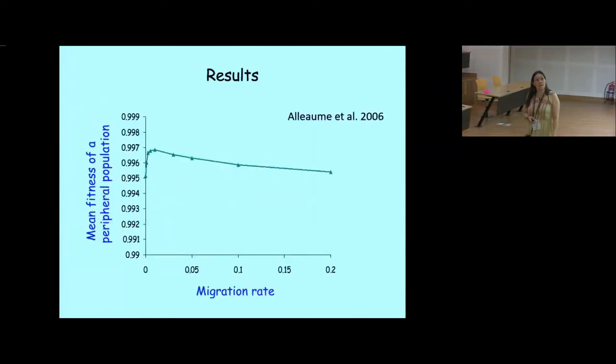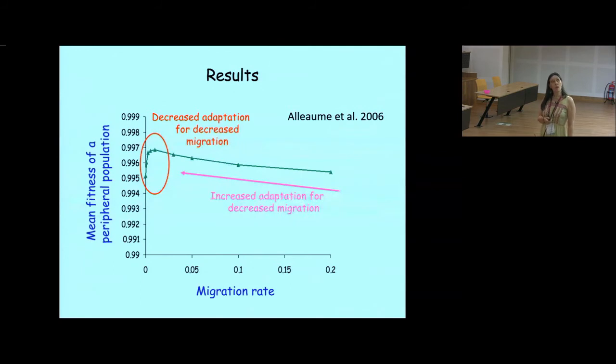What we found is that here you have the mean fitness of the peripheral marginal population as a function of the migration rate throughout the range. If migration is really large and you decrease it, you find that you have higher fitness in the margins, so you get increased adaptation for decreased migration for a long time. But at some point, no migration is clearly worse than a little bit of migration.